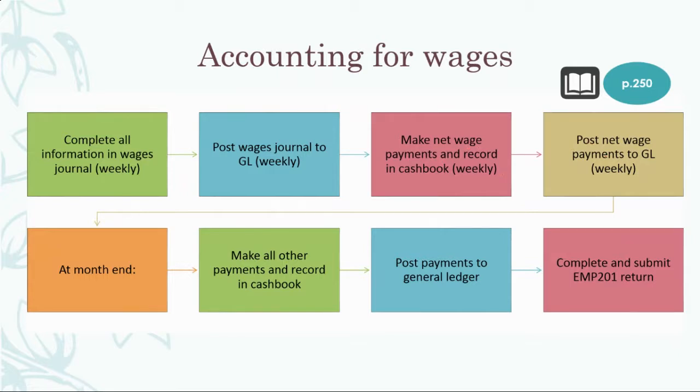Then you post that net wage payments to your general ledger. So your net wage is paid out on a weekly basis. But then at month end, we make all the other payments. So that is all your payments to your pension fund, to your medical aid fund, to a social fund, to SARS, so the UIF, SDL, all of that will only be done at month end. And then you post that to the general ledger.